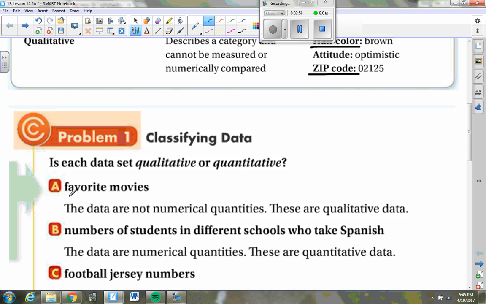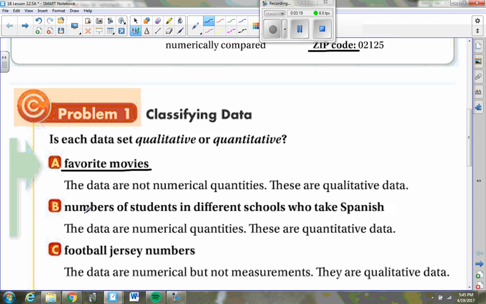So whenever you see the word favorite or preferences in a data set, you're always talking about qualitative data, okay? Because these data are not numbers. It's favorite movie. It's like this movie, this movie, this movie. You're putting people into different categories, so that is an example of qualitative data.